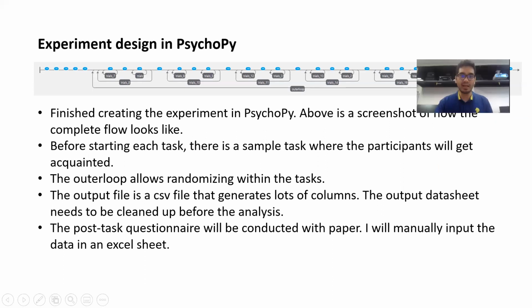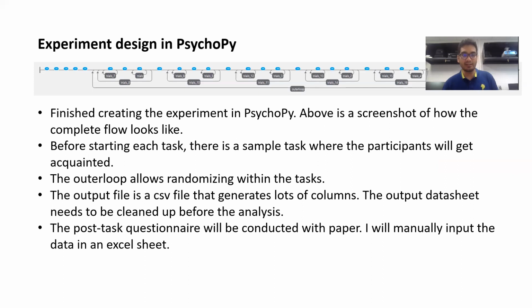So I finished doing that, and the experiment will provide an output file, which is a CSV file. But the problem is it generates lots of columns. What we actually need is just some conditions, like where the source is, what the color map is, whether the images are shaded or not shaded, the correct answers, participants' answers, and the response time. But as we are creating loops within these experiments, it generates lots of columns, which we don't need for the data analysis.